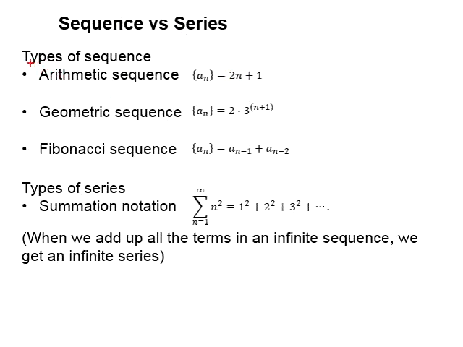Let's say we take arithmetic sequence as an example. For the first term, n is equal to 1, and the number here will be equal to 3. While the second term, where n is equal to 2, becomes 5. The third term, where n is equal to 3, becomes 7. This demonstrates a sequence of numbers changing in accordance with the running number n.